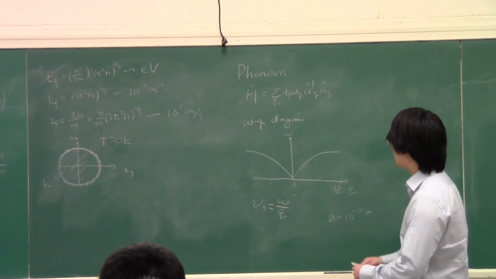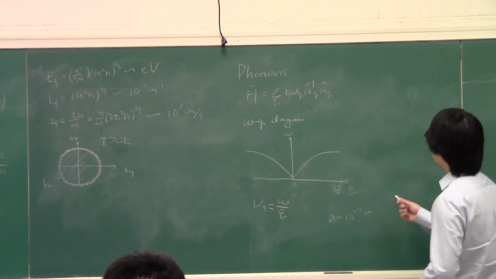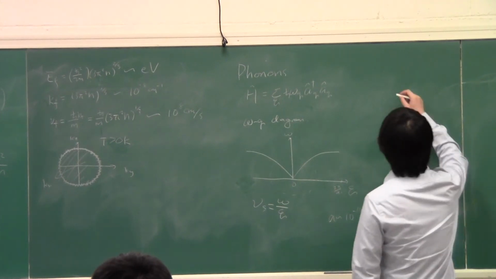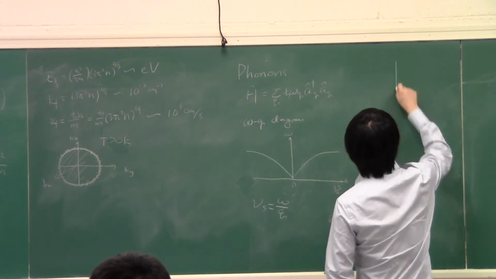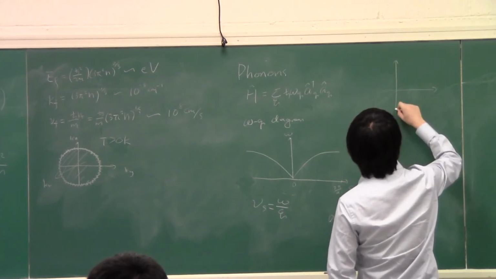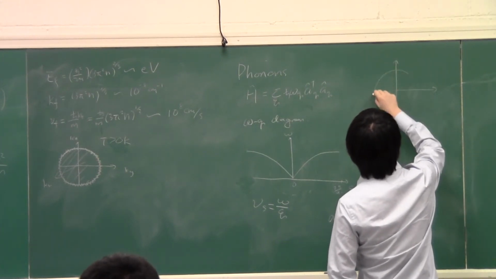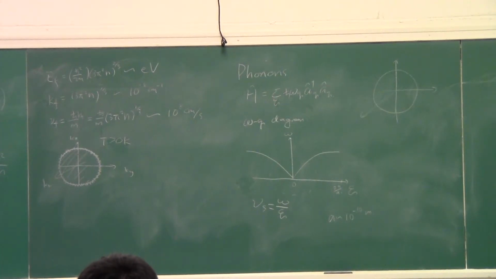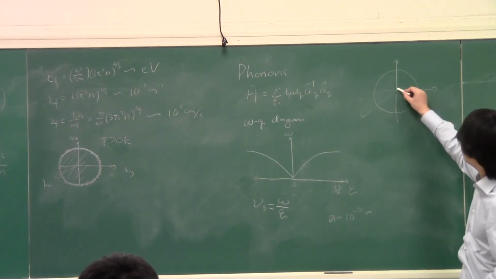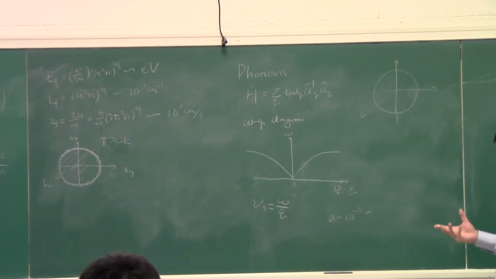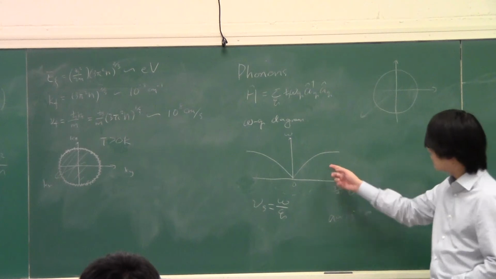And so instead of having this, we again have a sphere, and I'm moving to 3D now. So we again have a sphere in Q space, and once again we relate the size of the sphere to the total number. But what is the total number this time? Well, these are called acoustical phonons.